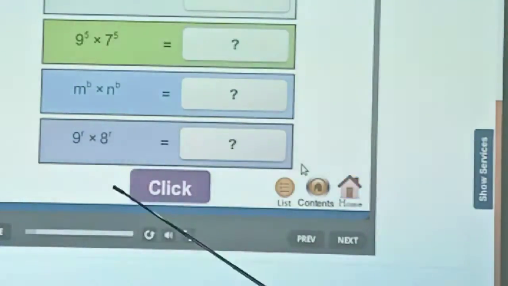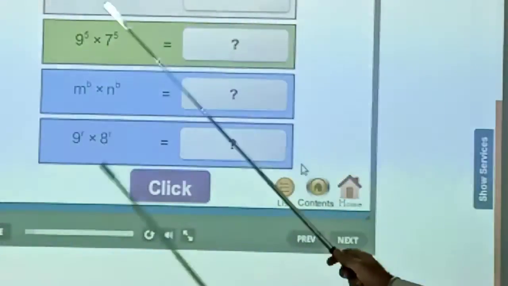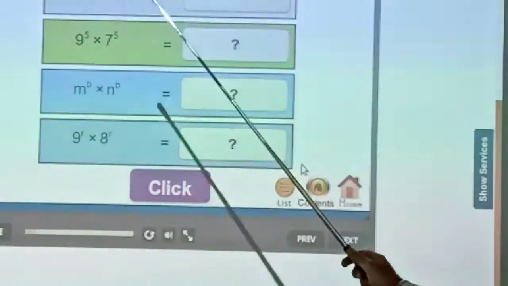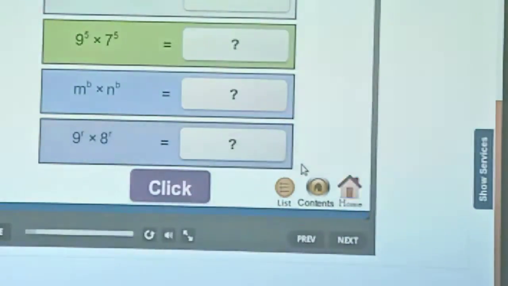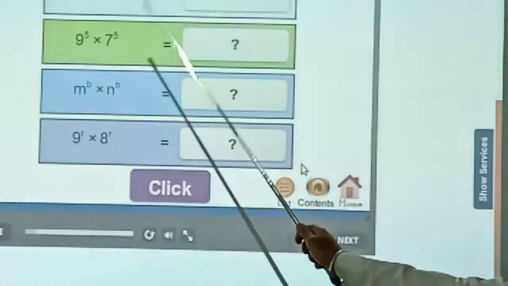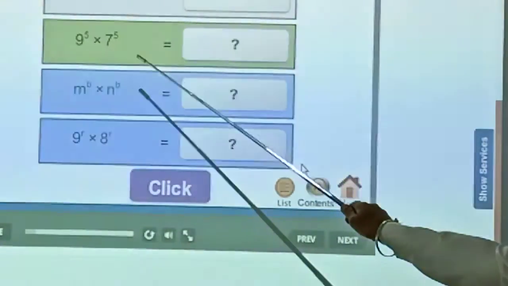Some questions for you. 3 power 3, 5 power 3, we will have 3 into 5, 15 raised to the power 3. Multiply the base here. You have to multiply the base when the exponents are the same. 9 into 7, 63 raised to the power 5.